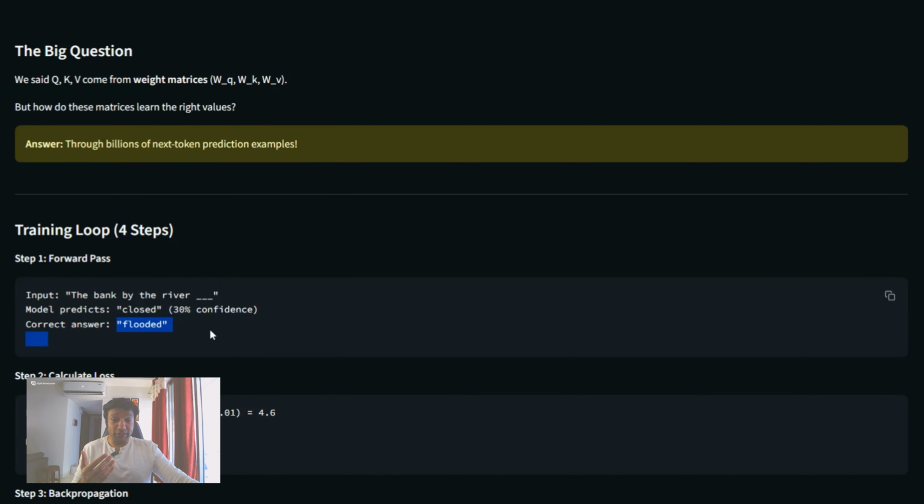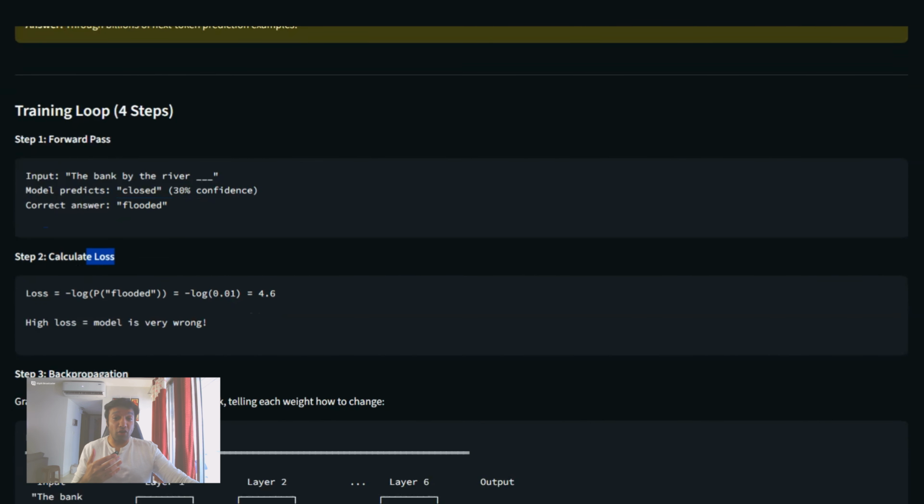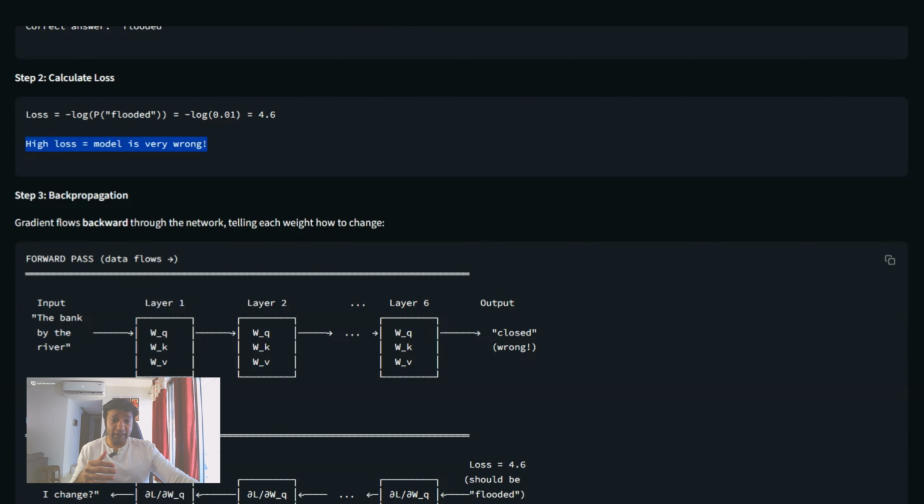What it is going to do then is that it is going to calculate loss. The loss is basically the actual difference between the flooded embedding and closed, and the logarithmic value of it, which is going to give a functional loss value, which let's just say is 4.6. It can be different values, but let's just say in our model it is high loss, right?